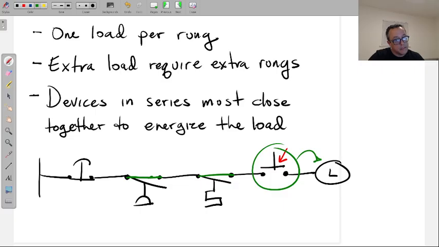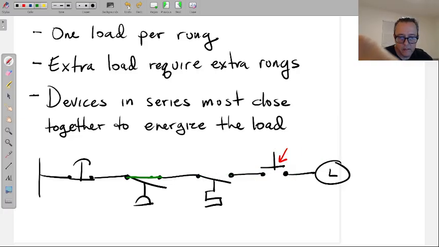So whenever you put things in series together, everything has to close at some point and then finally together so that you can energize the load. And again, this is all about troubleshooting.